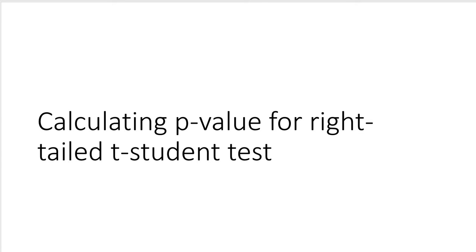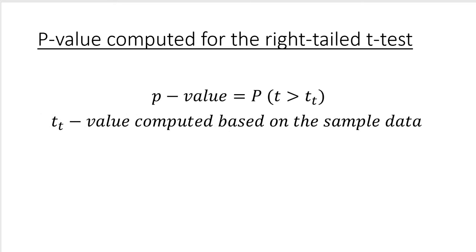Hi, welcome back. So in this video, we are going to discuss how to calculate p-value for the right-tailed t-student test. So first of all, in the context of the right-tailed t-test, p-value is interpreted as the probability that the value computed based on the sample data, t, is smaller than the critical value of t.